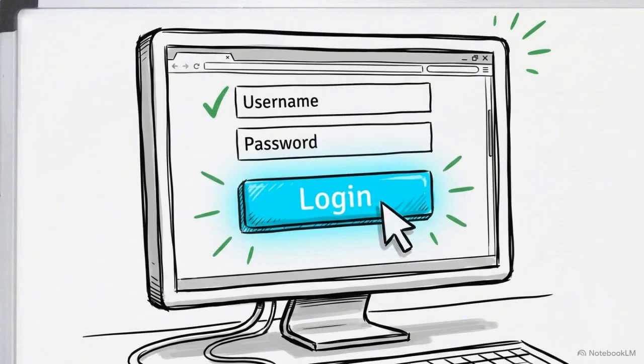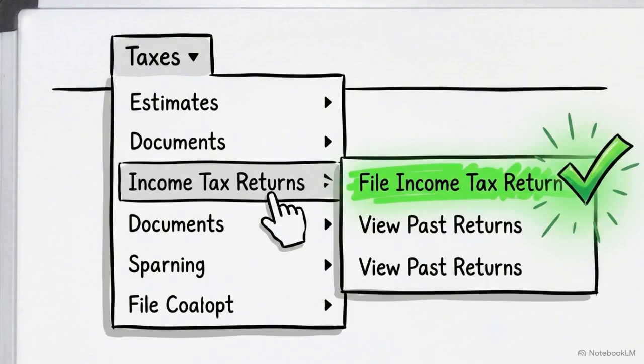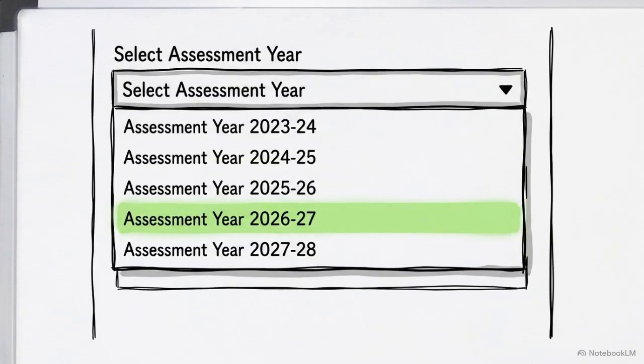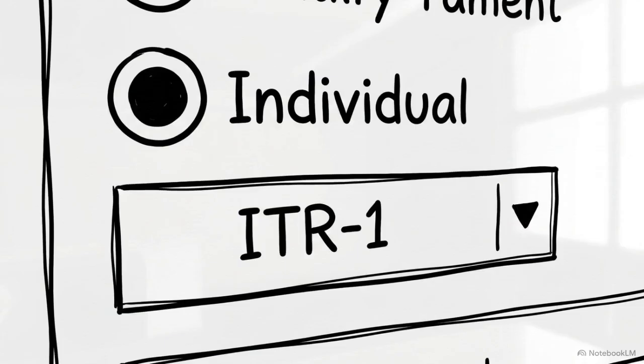Head to the e-filing portal and log in. From your dashboard, navigate through the top menu by clicking E-File, then Income Tax Returns, and select File Income Tax Return. On the next screen, select Assessment Year 2026-27 from the drop-down menu and choose the Start New Filing option. Choose your status as an individual and pick the ITR-1 form type.